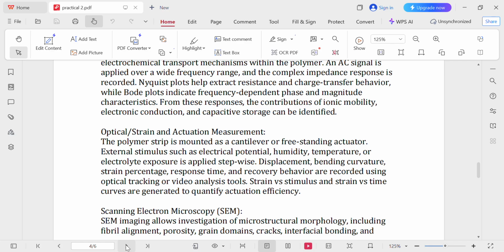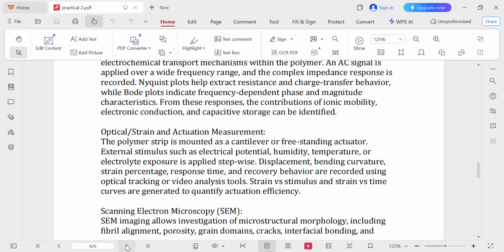External stimulus such as electrical potential, humidity, temperature, or electrolyte exposure is applied stepwise. Different external conditions like voltage, moisture, heat, and chemicals are applied gradually. Next, displacement, bending, curvature, strain percentage, response time, and recovery behavior are recorded using optical tracking or video analysis tools.